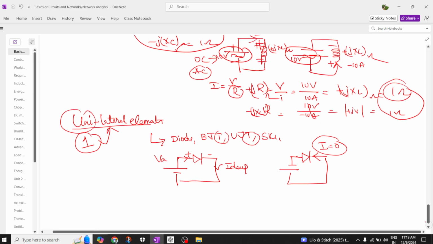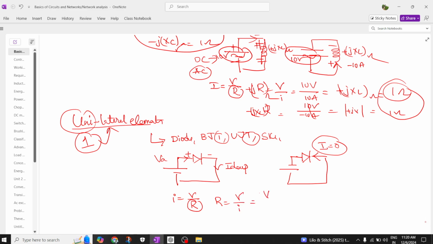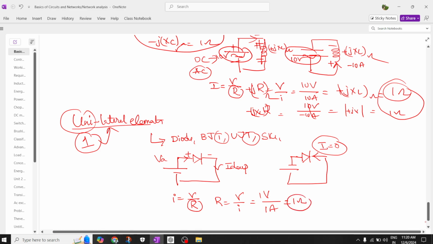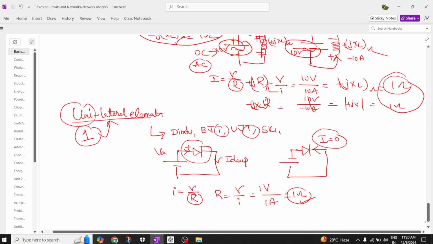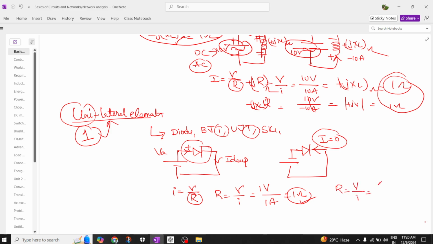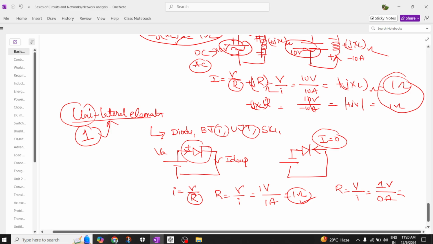Now let's try to calculate the impedance here, or rather the resistance. We have the formula current I is equal to V by R. What we require is resistance. Resistance is equal to V by I. So we applied a voltage of 1 volt and the current developed is 1 ampere. Therefore the resistance of this diode is 1 ohm. And here you can see the resistance is only 1 ohm. But in this case, R is equal to V by I. So you applied a voltage of 1 volt, but current is 0. Whenever the current is 0, anything divided by 0, resistance is infinity.